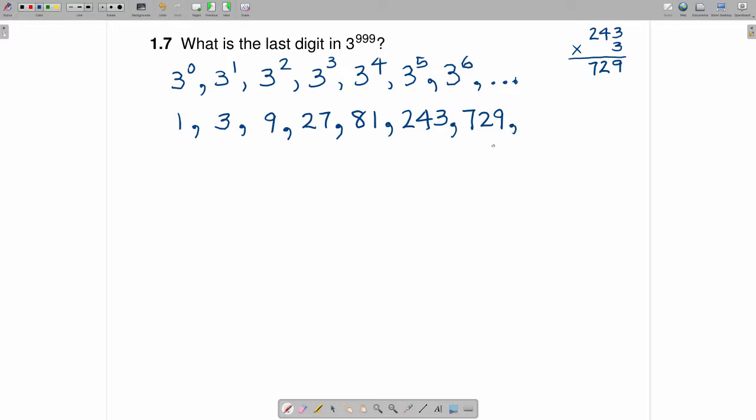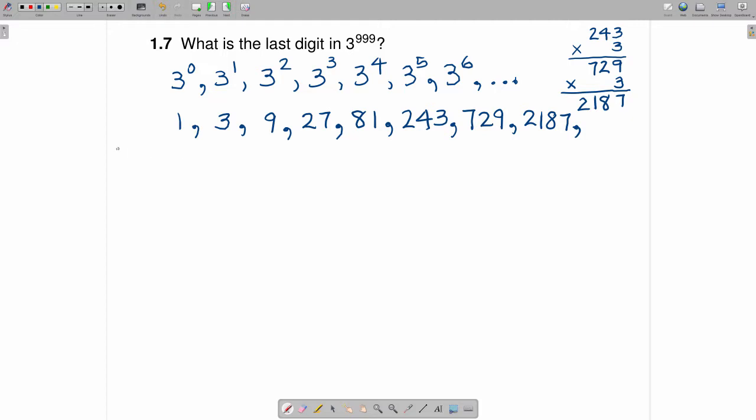And if we want to get 3 raised to the 7th power, so we have 0, 1, 2, 3, 4, 5, 6, we would take our 729 and multiply it by 3. Well, 3 times 9 is 27. 3 times 2 is 6, carry the 2, it gives you 8. 3 times 7 is 21. So here we get 2187.